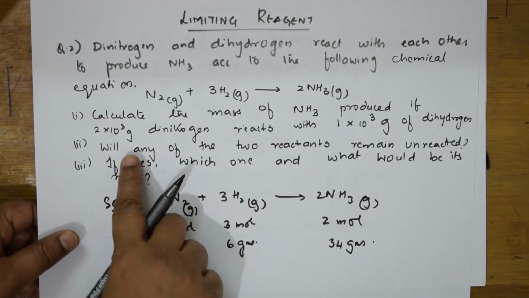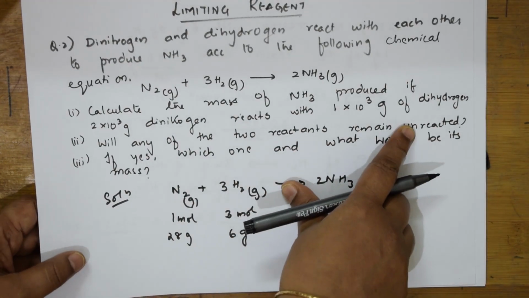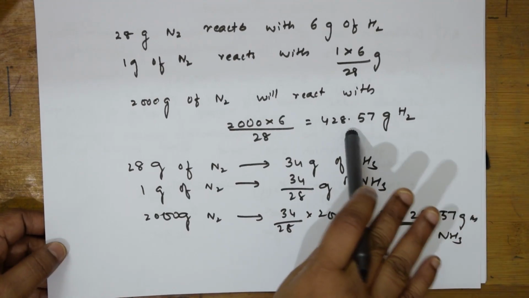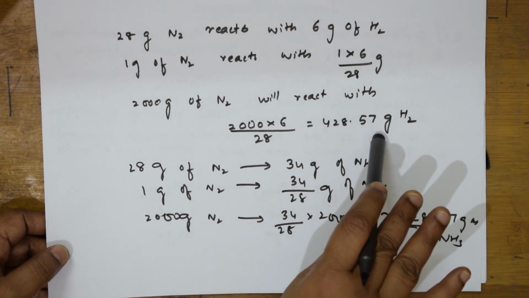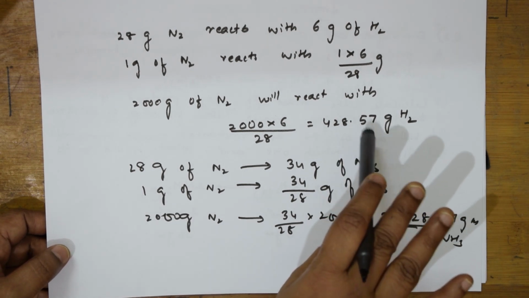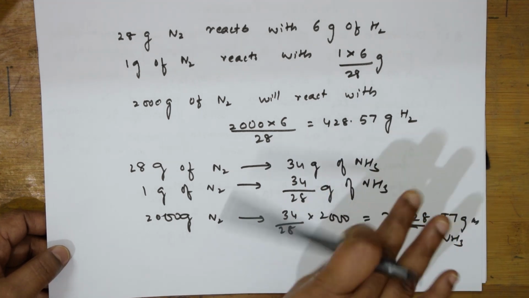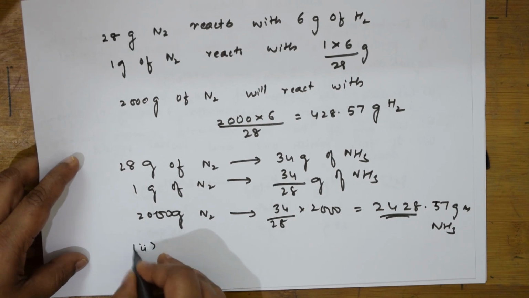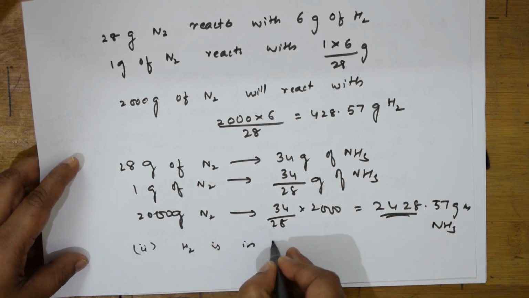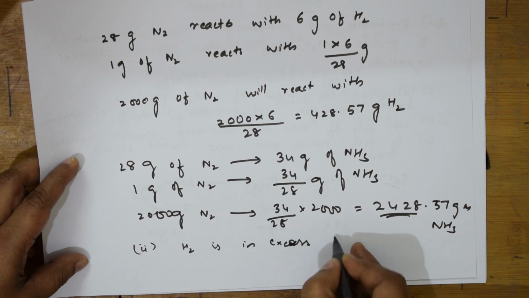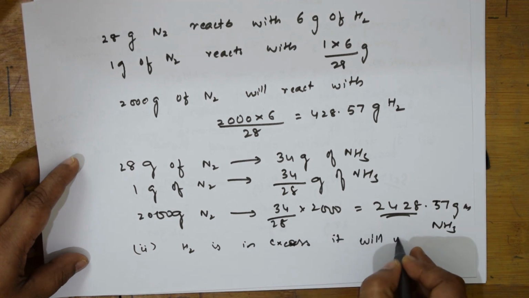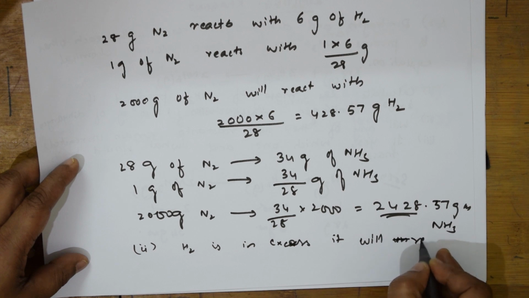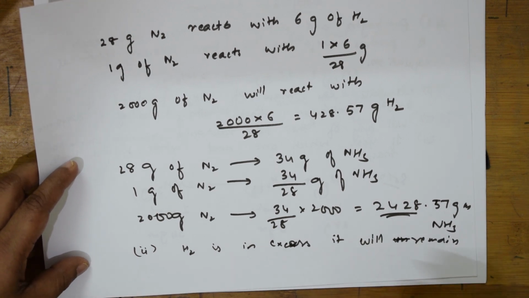What did they ask in the next one? Will any of these two reactants remain unaffected? Hydrogen is in excess, isn't it? When I calculated, I got 428.57 grams of hydrogen required. So hydrogen is in excess, so it will remain unreacted. So the second answer would be yes, when you write: hydrogen is in excess and it will remain unaffected because it is in excess. Whichever is consumed more is the limiting reagent, that is nitrogen.